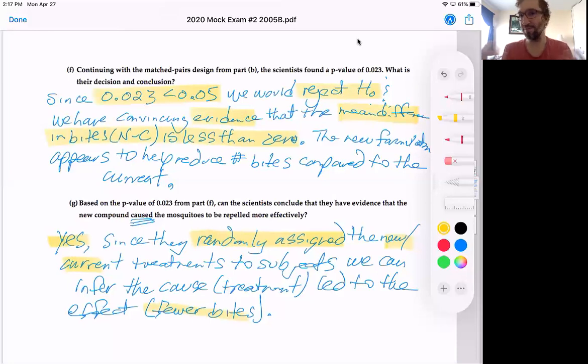Maybe we do a follow-up study, different group of people, maybe a larger sample size, maybe more mosquitoes, but whatever we might do to strengthen our case. This is not proof, but it's evidence that the new formulation leads to fewer bug bites on average than the old formulation.